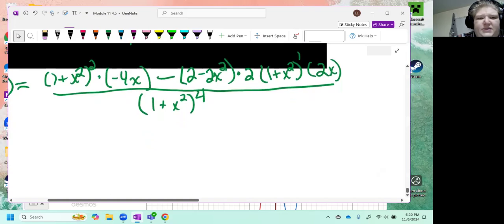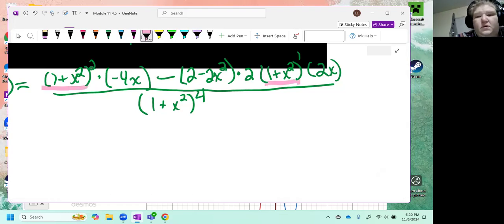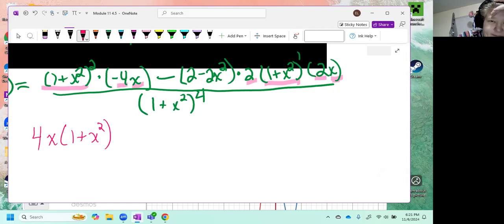So at the very least on top, there's at least the 1 plus x squared in both of them. I also see an x in both of them. And I could even pull out 2 times 2, or pull out a 4. All right, so they've got quite a bit in common. So I said a 1 plus x squared was in common. There's also an x and a 4.